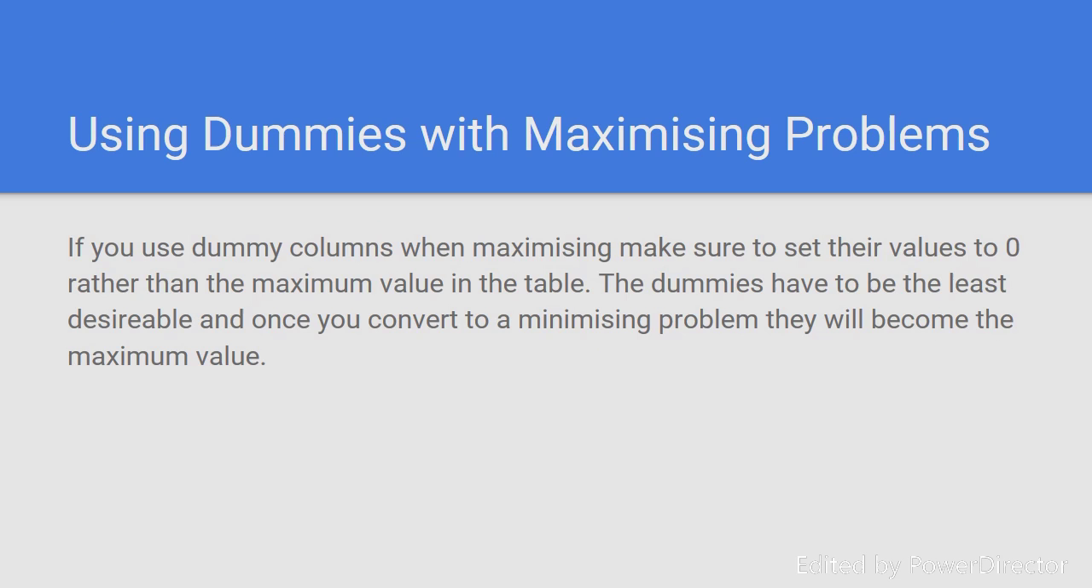There is one final note if you want to combine these two processes. When maximizing with dummy columns, it works exactly the same except for the fact you need to set the initial values of the dummies to 0 rather than the maximum. This is so that once you complete the conversion step, the zeros will become the maximum value in that row, making it the same as the minimizing problem.